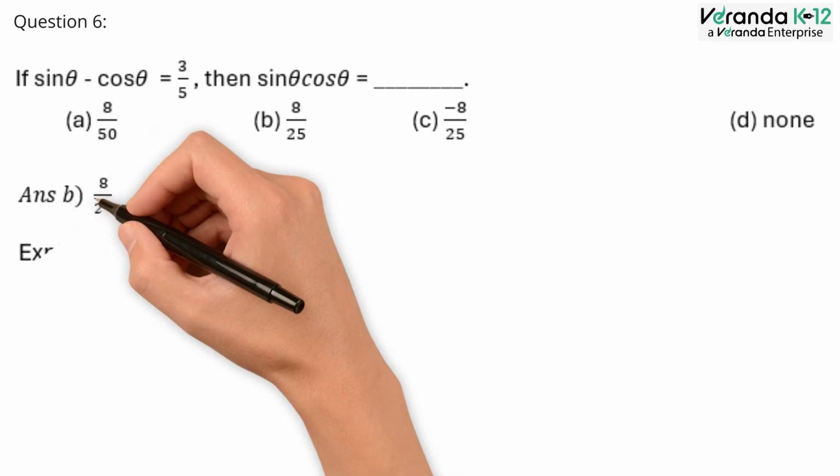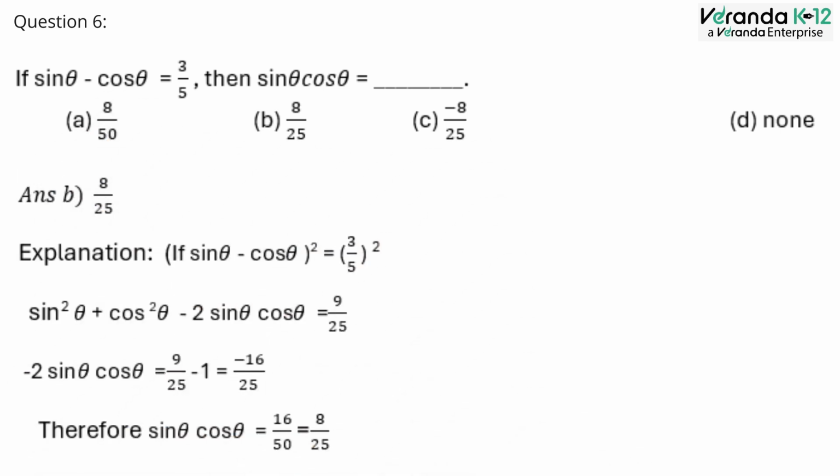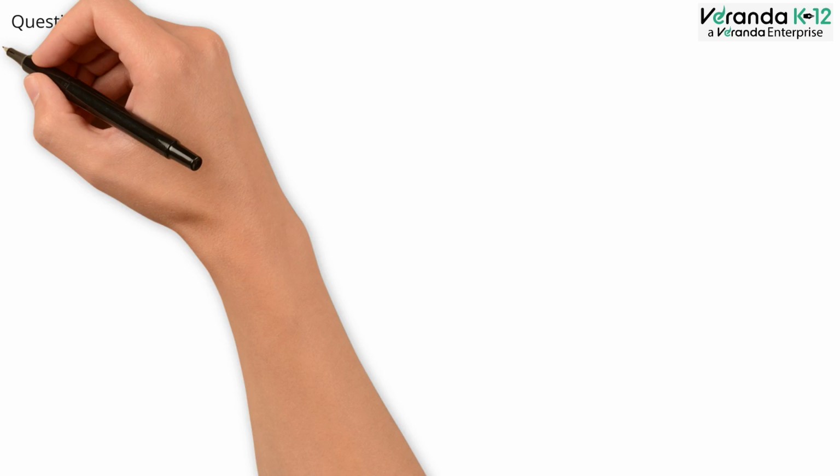The next question is, if sin theta minus cos theta is 3/5, then we have to find what is sin theta into cos theta. So here we will use a minus b the whole square identity, square on both the sides. After squaring, a minus b the whole square is sin square theta plus cos square theta minus 2 sin theta cos theta. The right hand side becomes 9/25. After simplification, we'll get sin theta into cos theta is 8/25.